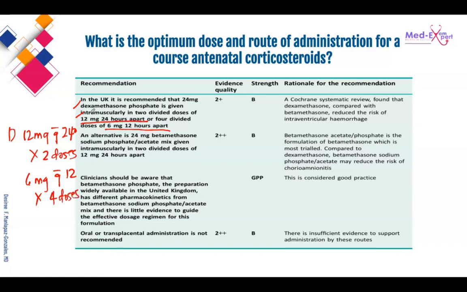Okay. So the priority is dexamethasone. Alternative is betamethasone, the same 12 milligrams, but no Q6. If you're using betamethasone, it's 12 milligrams Q24 times 2 doses.